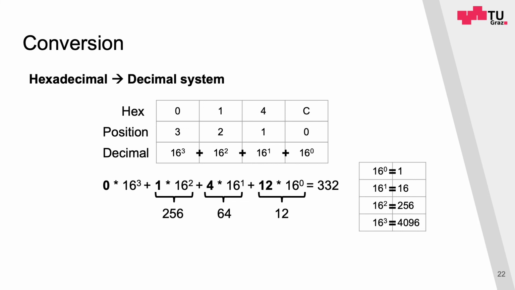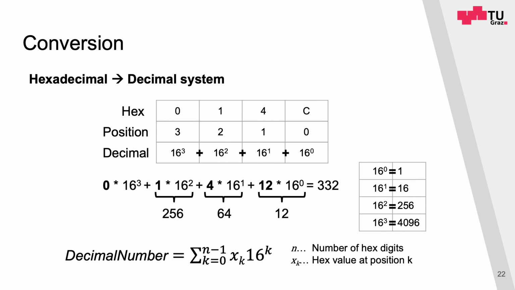Then we just need to calculate the sum. Again, we just need to calculate those where we have a hex value greater than 0. So 256, 64, and 12. Build the sum, which is 332. And here on the right hand side, you can see a small table for the results of 16 to the power of 0, 16 to the power of 1, and so on. And 16 to the power of 3 is 4096. Again, we can use the same formula as before to get the decimal number. We just need to build the sum from k equals 0 to n minus 1.